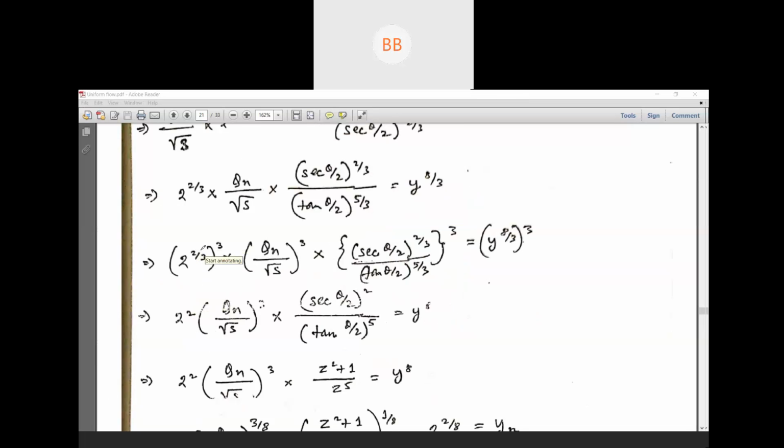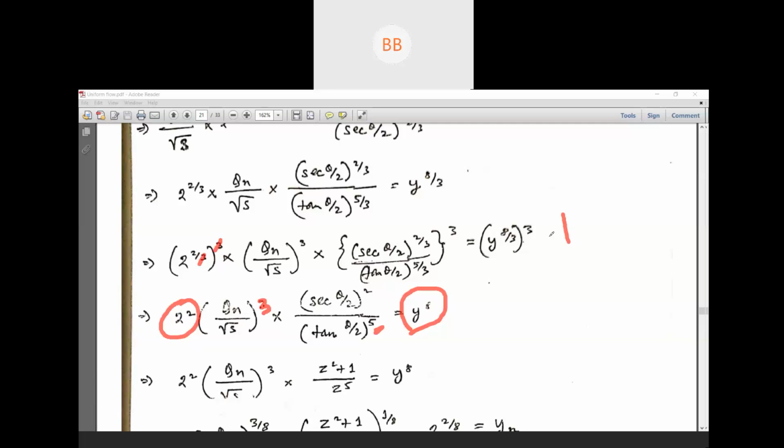So this is 2 to the power 3 multiplied by 3, so the 3 will be cancelled out, and what is left is 2 square. This is cube and then again this 3 will be cancelled out, it will be square, to the power 5. And this will be y to the power 8.